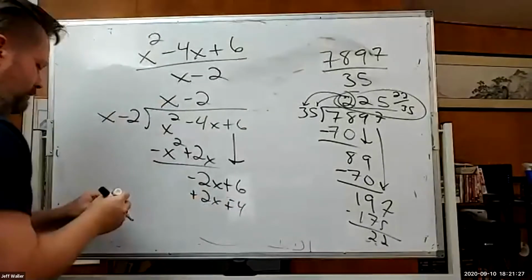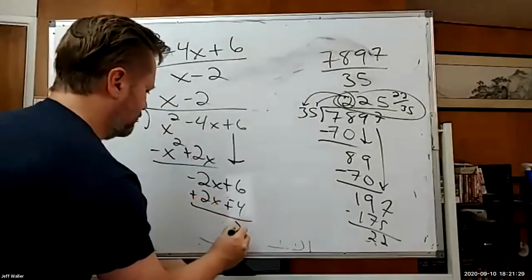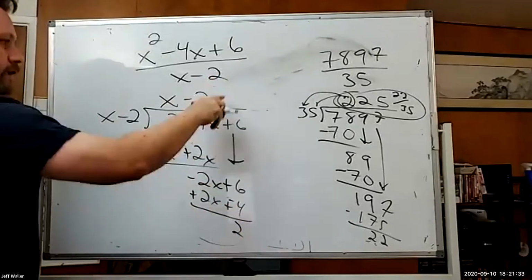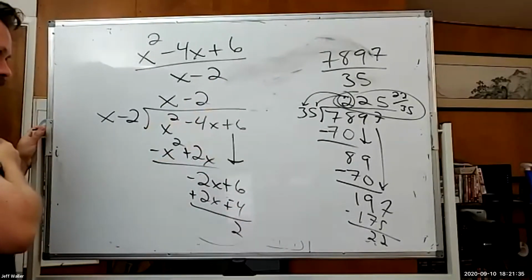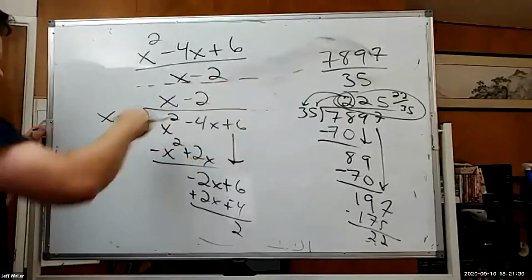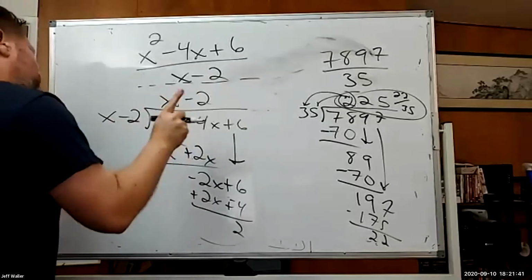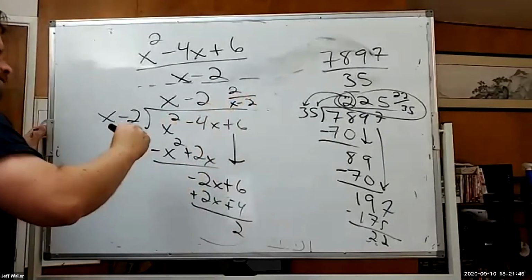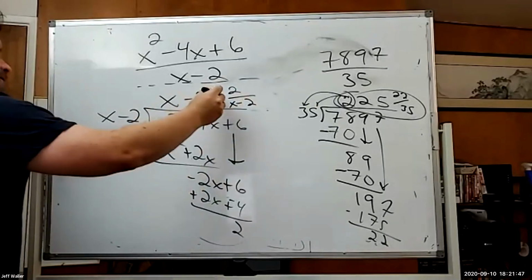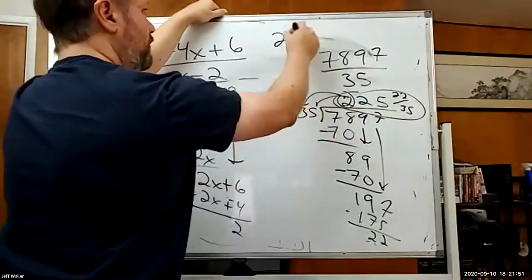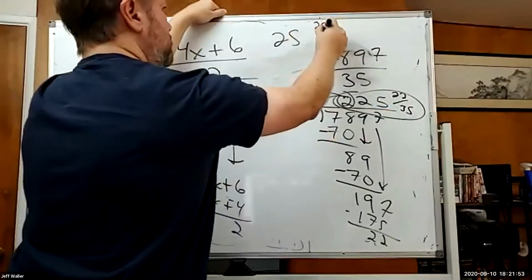You guys are sitting there like, does he really want me to say that? Yes. And then I get, what do I put here now? What's the remainder? 2 over x minus 2. 2 over that, but what's missing? So when I write this, what does that really mean? What's the operation in the middle?